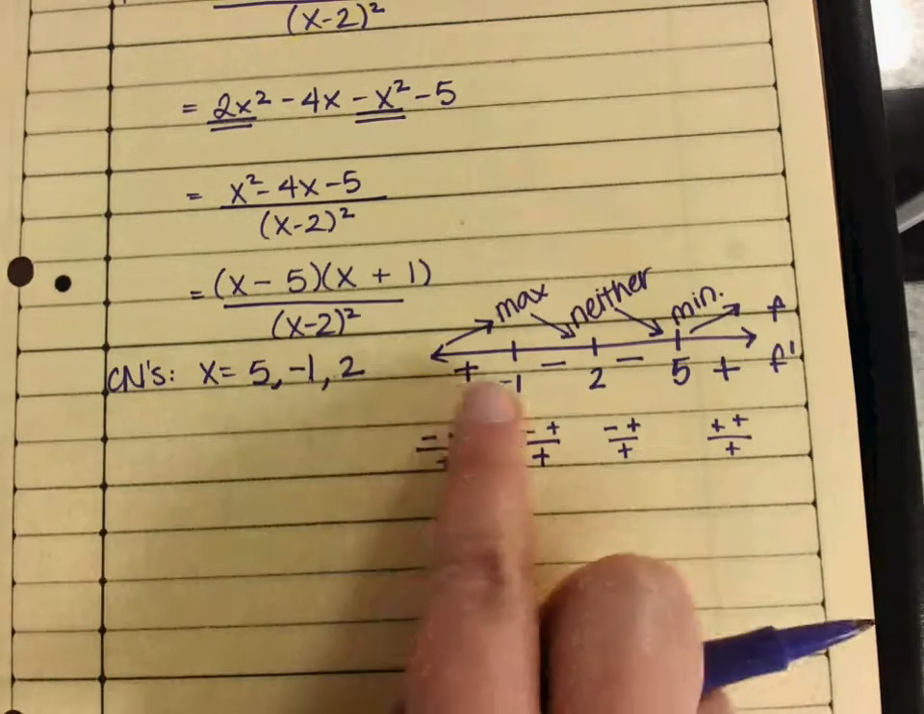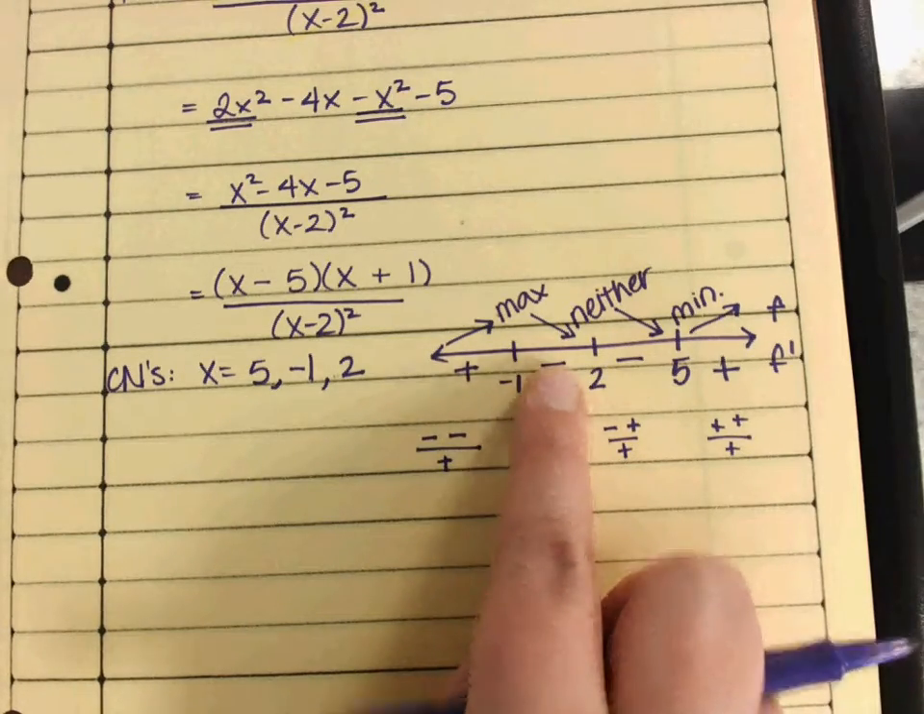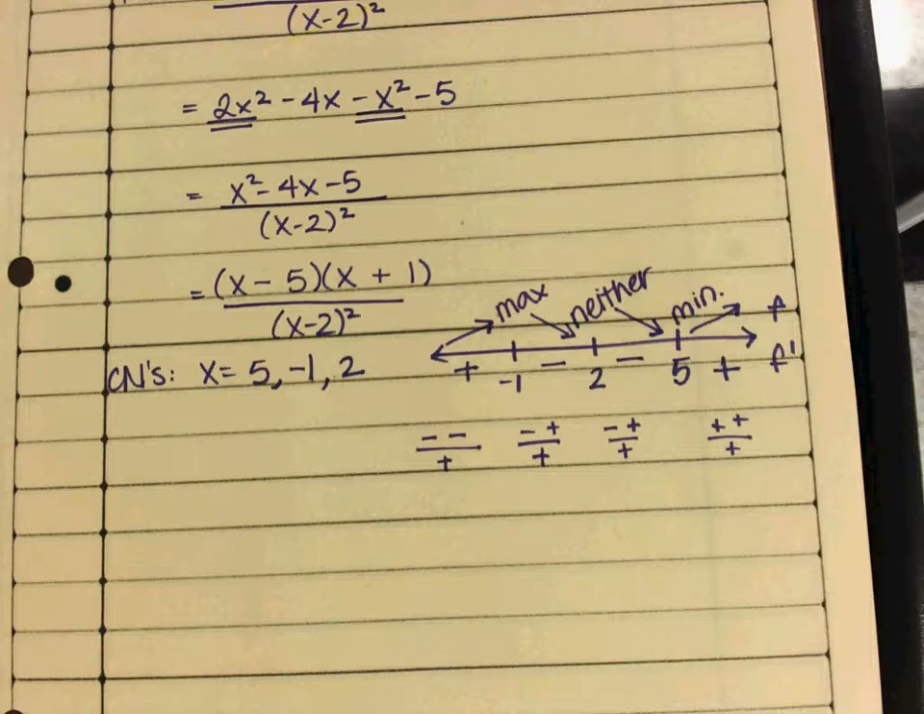Well, I had to plug in a number on either side. So I plugged in negative 2 on this side. I think we plugged in 0 in the middle. Okay? So get out your homework.